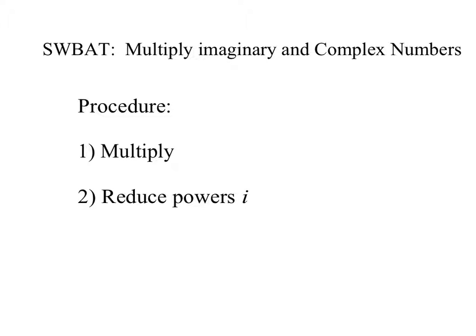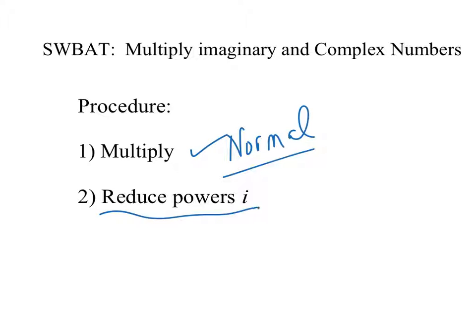All right, so the basic thing that you're learning today is multiplying imaginary and complex numbers. So the procedure is: multiply. That just means normal, everyday multiplying. Think of i as an x and just multiply. And then when you're done, you have to reduce your powers of i. And then you might possibly have to combine like terms.